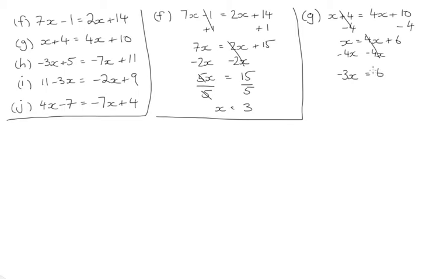Now, I want to get rid of this minus 3. So I have to divide it by minus 3. But I have to divide both sides by minus 3. They cancel each other out. So x is equal to 6 divided by minus 3. That will give us a negative answer. It'll be minus 2. Now this is division, 6 divided by minus 3.